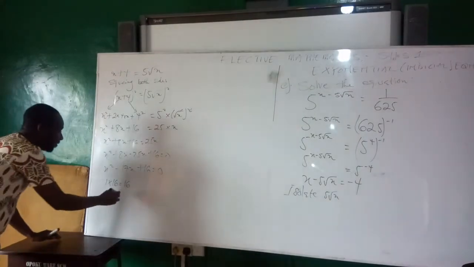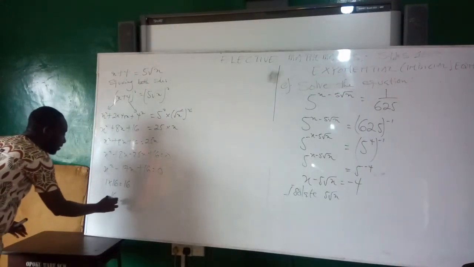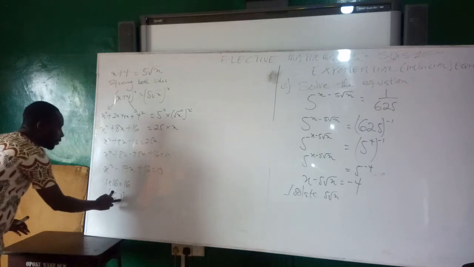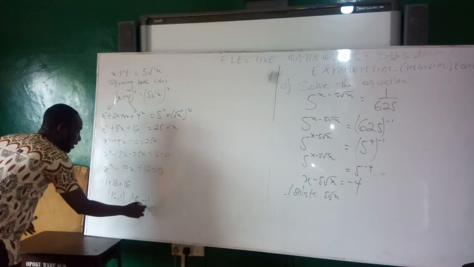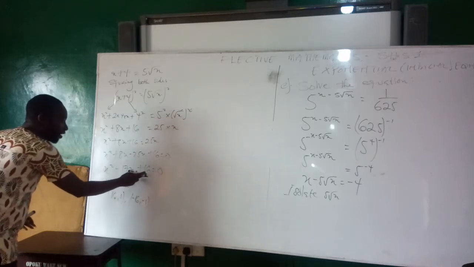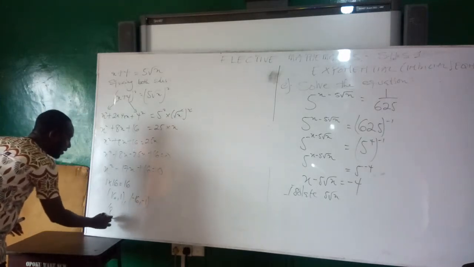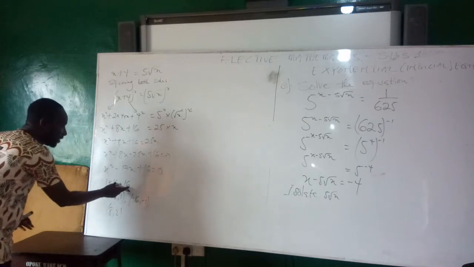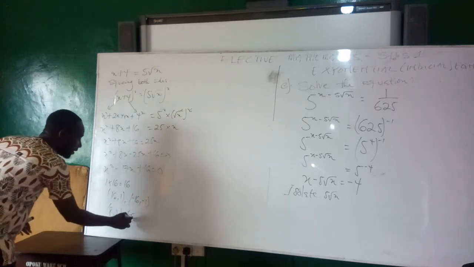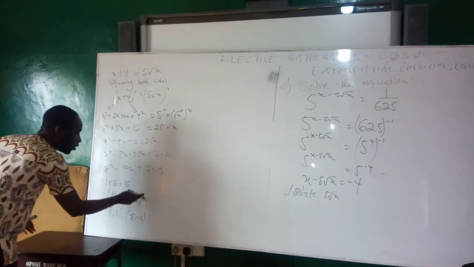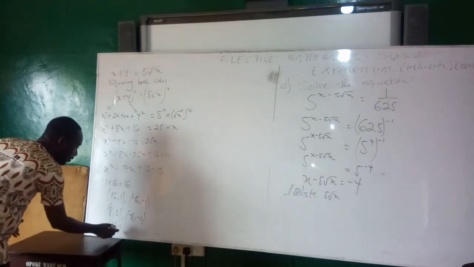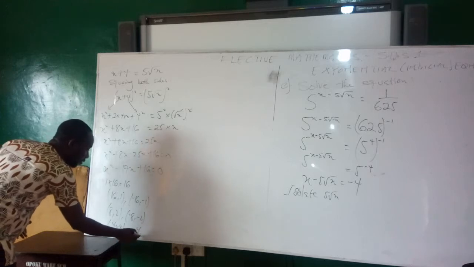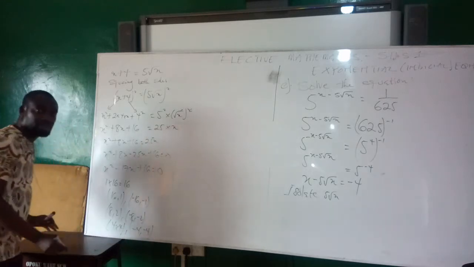So we can write the factors of 16. We can have 16 and 1, because 16 times 1 gives us 16. We can also have negative 16 and negative 1, because negative 16 times negative 1 will also give us positive 16. We can have 8 times 2, which gives us 16. We can also have negative 8 times negative 2, which also gives 16. We can also have 4 times 4 or negative 4 times negative 4, also giving us 16.